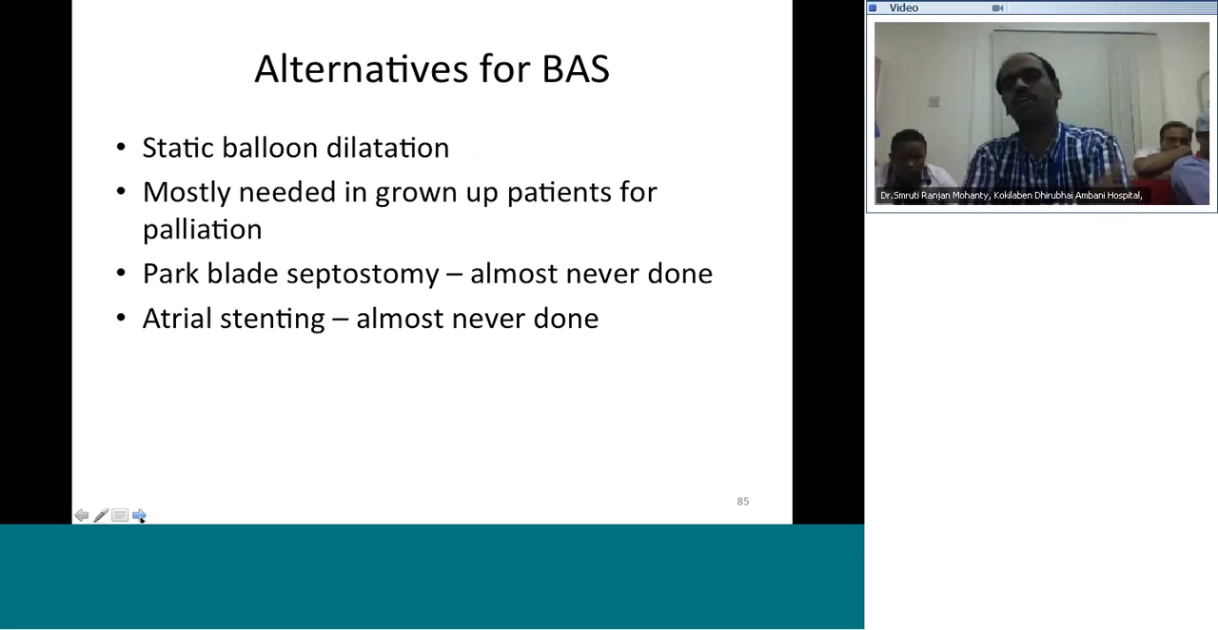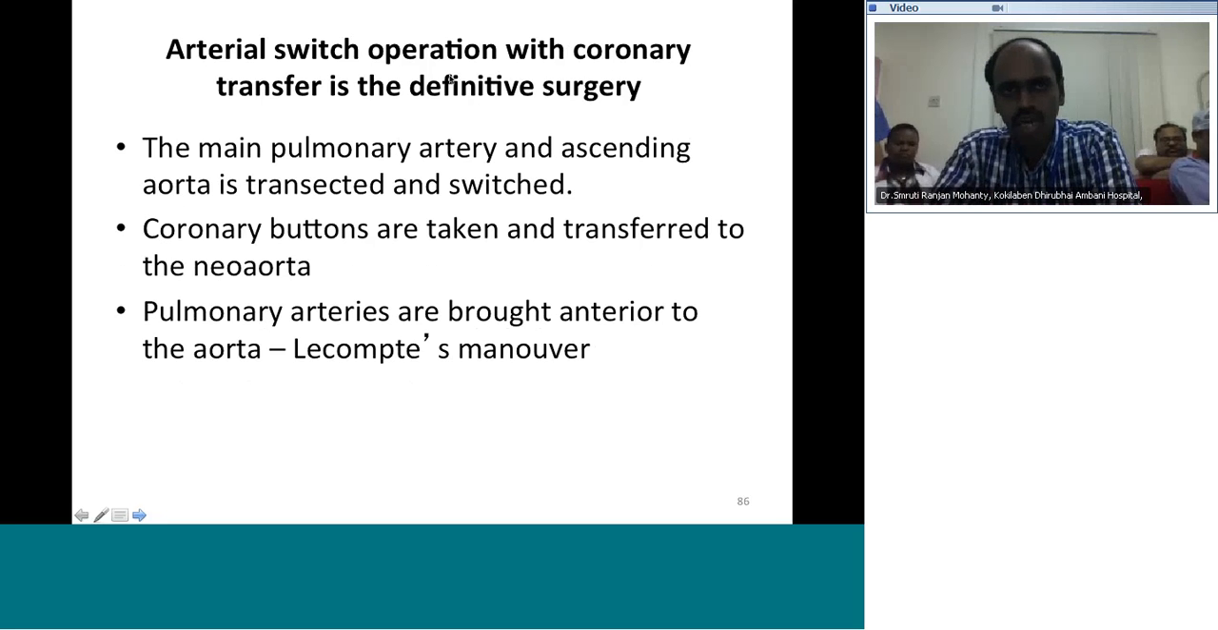What are the alternatives that are available for balloon septostomy? Sometimes you can do static balloon dilatation, mostly needed in grown-up patients, not often needed in neonates. The other methods like Park blade septostomy and atrial stenting are almost never done because they are more morbid procedures. Arterial switch is the definitive treatment. The main pulmonary artery and ascending aorta are transected and the coronary buttons are transferred.